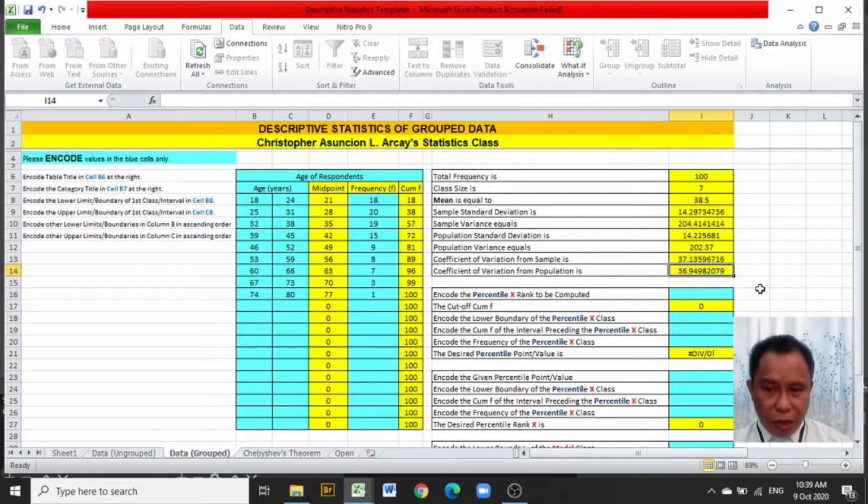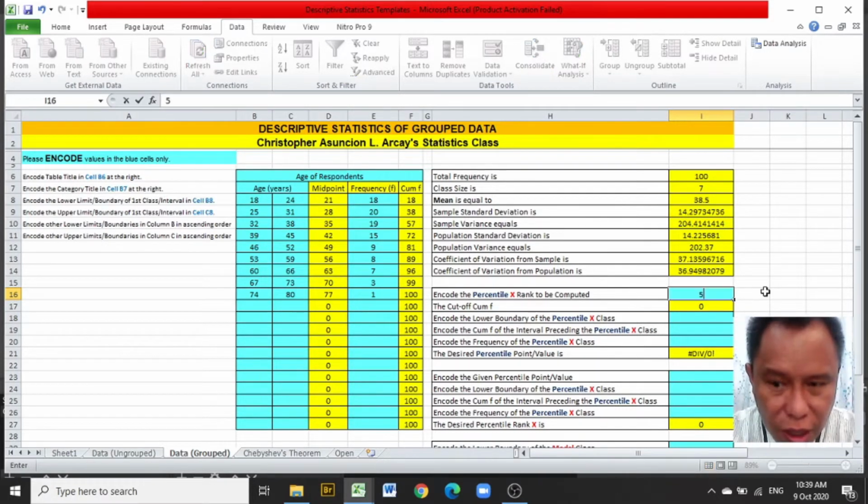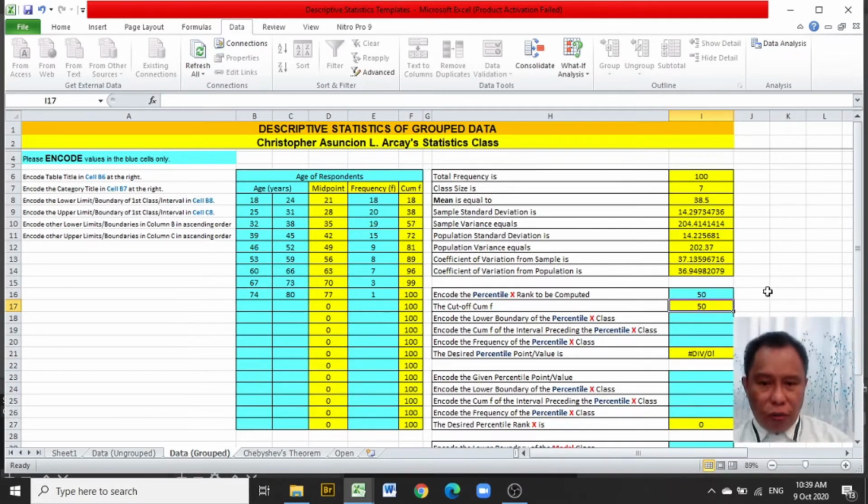So, to compute for the median, let us encode the percentile rank, which is percentile 50, to determine the median. So, if it's 50, the cutoff cumulative frequency that we are to find from the cumulative frequency column is 50. So where is the 50th value from the lowest cumulative frequency value located, in what interval? So in this case, 18, 38, 57.